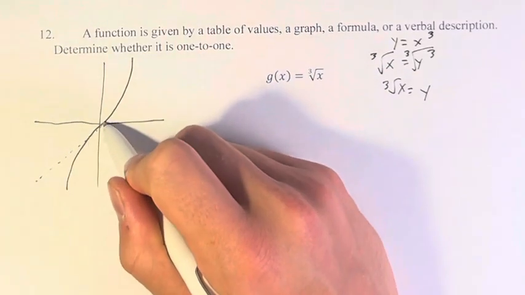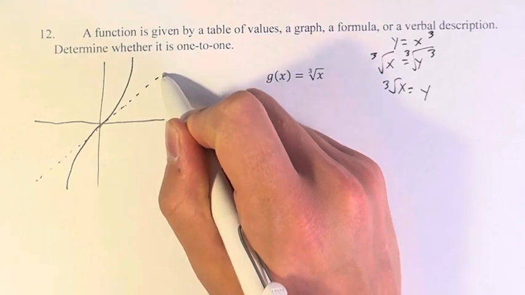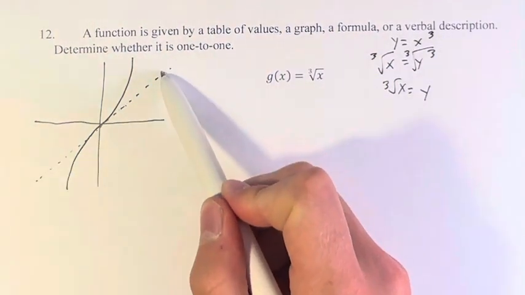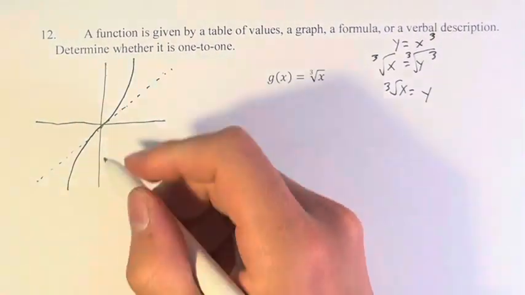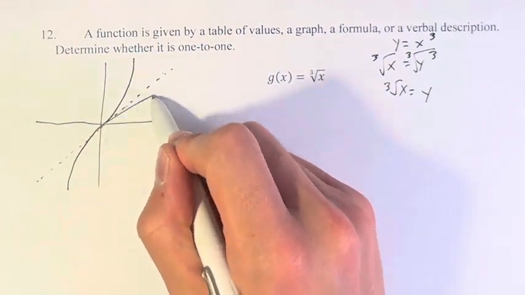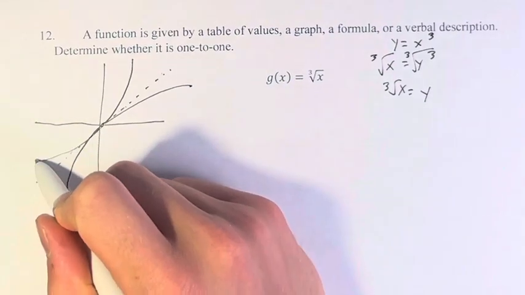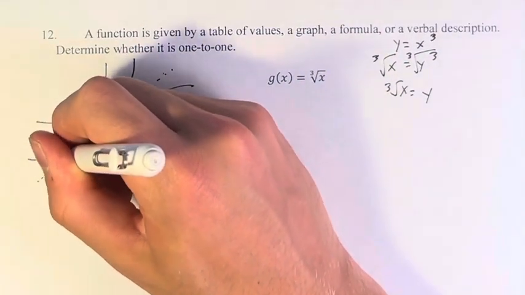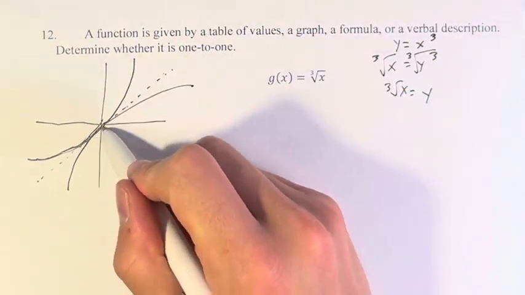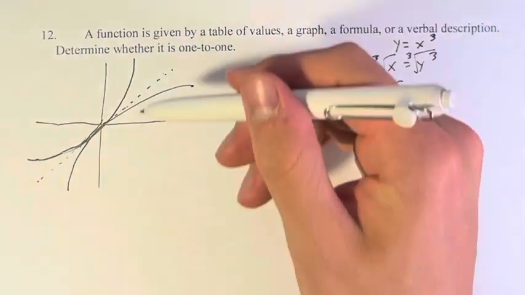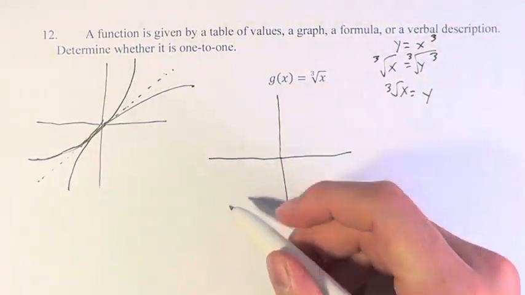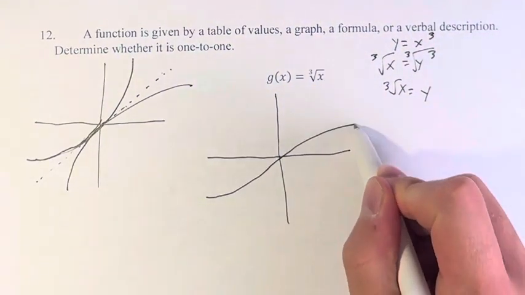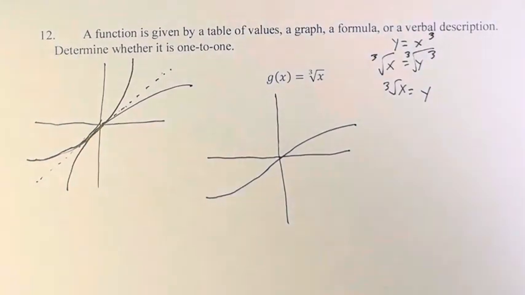I have to simply reflect this function over the line y equals x because it's the inverse. And therefore, it's going to look something like this. Just to make it a little bit clearer, I'll draw it separately. We just need the rough shape of the graph as something like this.